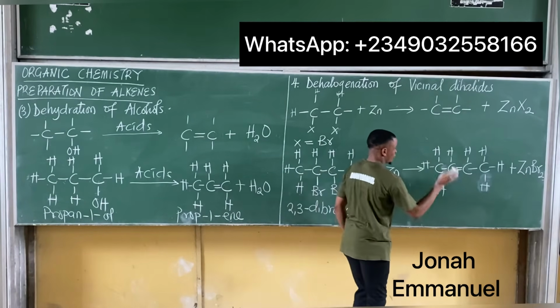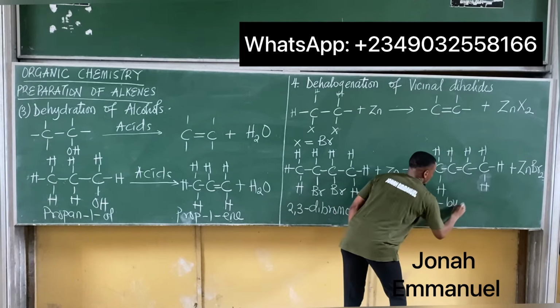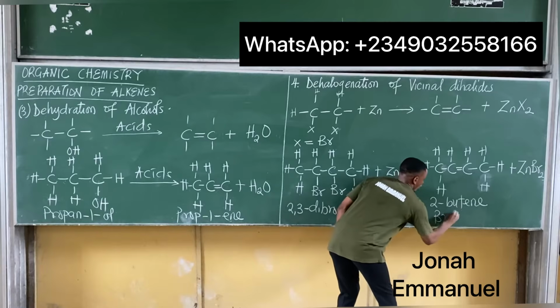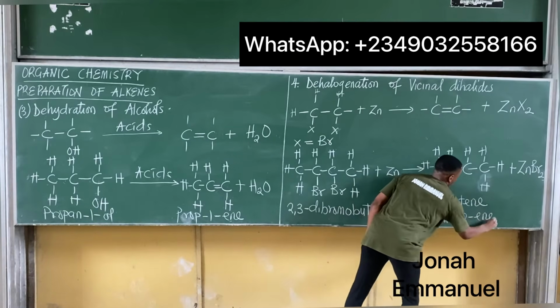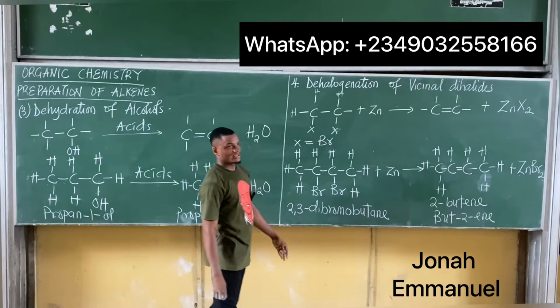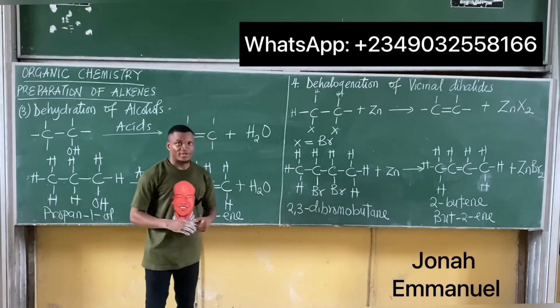Okay, this is zinc, of course. What do I have here? Butane, or both 2 in. And what do you have here? Zinc bromide. So that's how we do this one. All right, so let's move on to the next one, please.